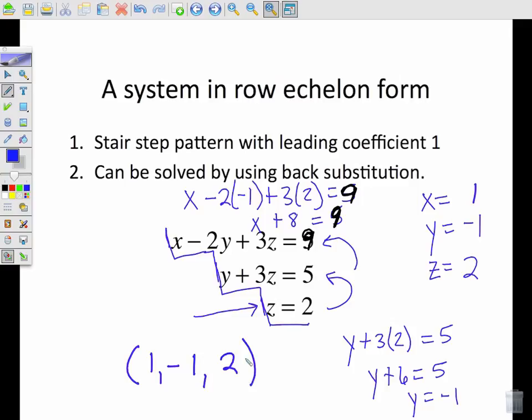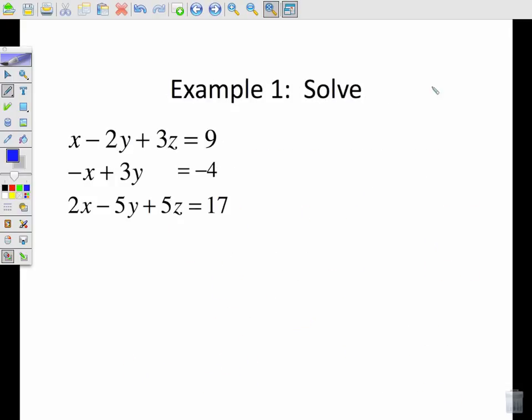So this is called row echelon form, and now I'm going to show you how you get it into this stair step right here. How do you move your equations into the stair step? It's a process like your elimination method, and what I want to do is eliminate the x values. We need to eliminate this x right here, and so that's my first step.